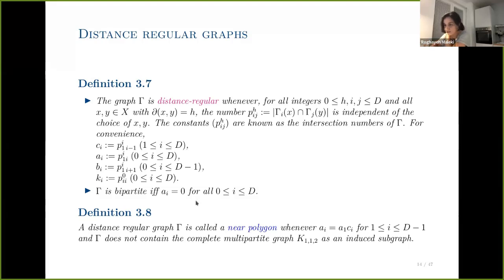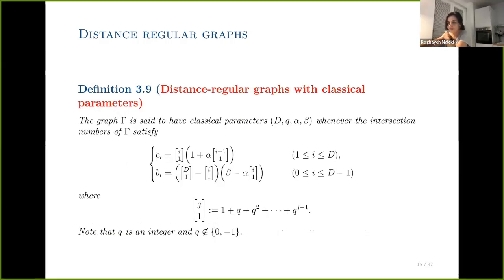And here I also need to give you a definition of a near polygon. Maybe this definition for some of you is a little bit different from what I'm saying here, but this is what we needed and it was useful to us, and it was from the book of BCN. So a distance regular graph gamma is called a near polygon whenever ai equals a1 ci for i between 1 and the diameter minus 1, and also gamma does not contain the complete multipartite graph K1,1,2 as an induced subgraph. So this is the definition of a near polygon here.